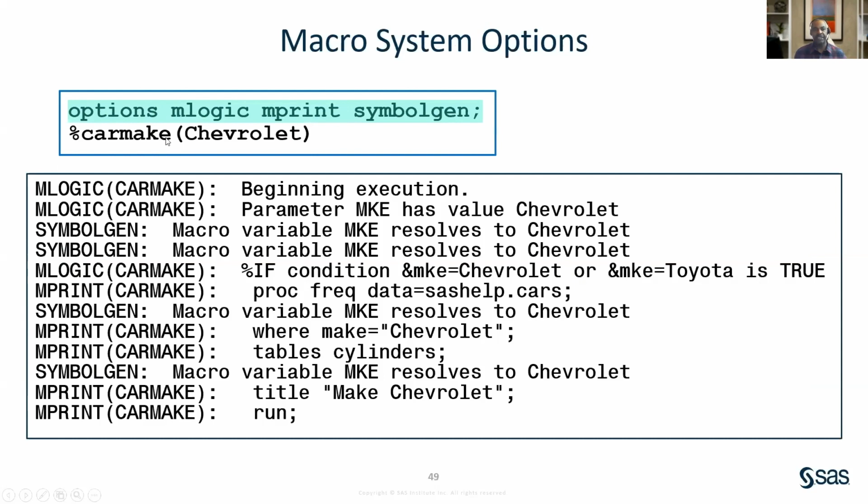All very handy. Here's an example. Turn on all 3 options, MLOGIC, MPRINT, and SYMBOLGEN. I'm calling this macro program for Chevrolet. Watch what MLOGIC does. It shows you the beginning of execution. And if that macro program was calling another macro, it will show you that beginning as well. Here's MLOGIC again. What parameter MK has been assigned, in this case Chevrolet. Here's SYMBOLGEN, macro variable MK resolved to Chevrolet. Every time it's used, it will have a SYMBOLGEN. So if you use make twice, you'll get 2 SYMBOLGENs. 3 times, you get 3 SYMBOLGENs.